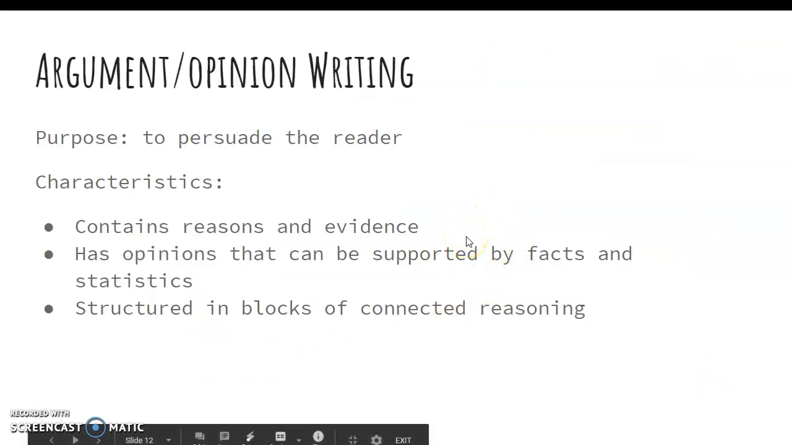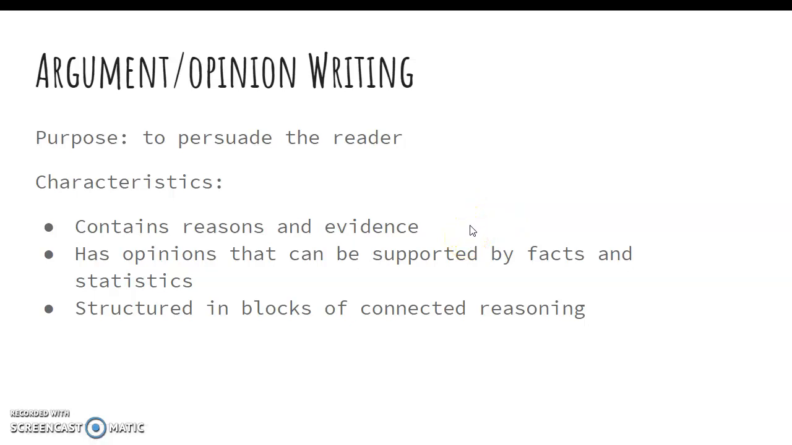In argument and opinion writing, you're going to see there are some very close similarities. But the purpose, instead of just to inform, is now to persuade. And we want to make sure that we're persuading using reasons and evidence. That evidence is so important in argument or opinion writing. Argument or opinion writing has opinions that can be supported by facts and statistics. It also is structured in blocks of connected reasoning. Now here I want you to notice we're not talking about just information, but reasoning, beliefs, why the reader should agree with you.